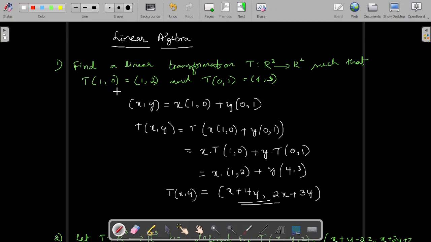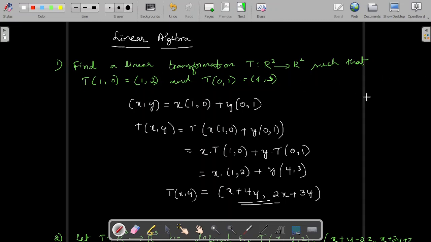In this video, I'll solve a few problems of linear algebra. See the first problem: find a linear transformation T from R square to R square such that T of (1, 0) equals (1, 2) and T of (0, 1) equals (4, 3).